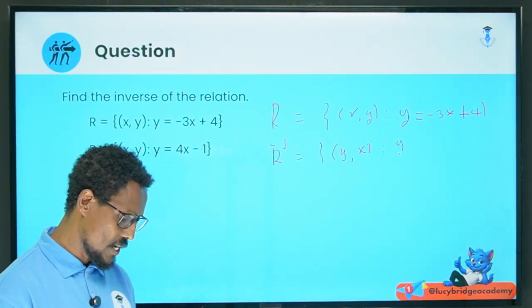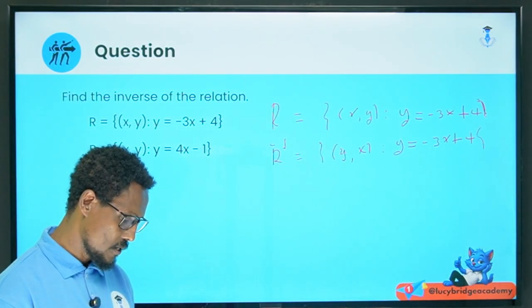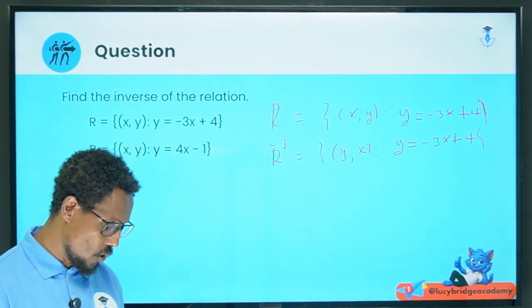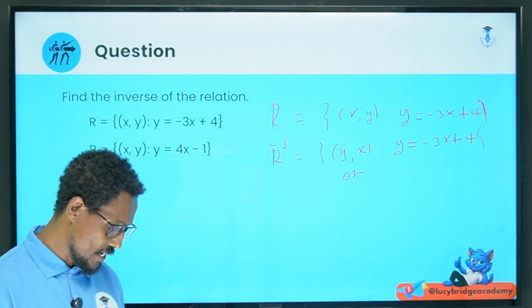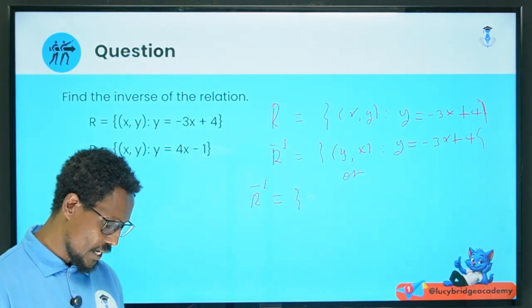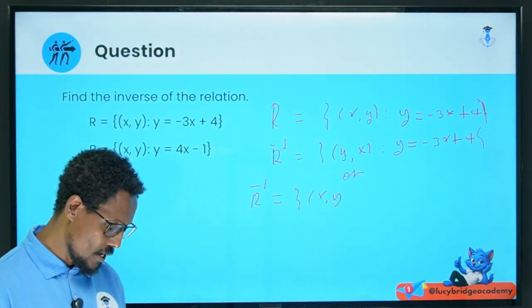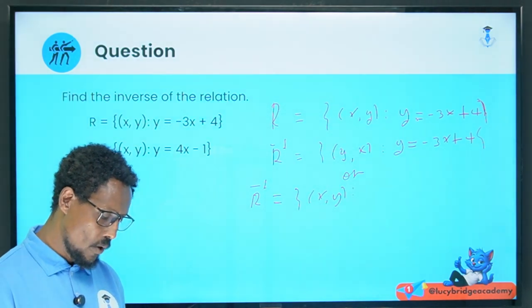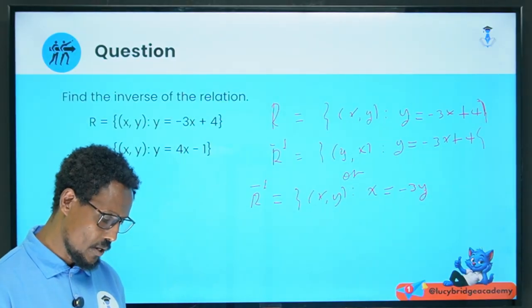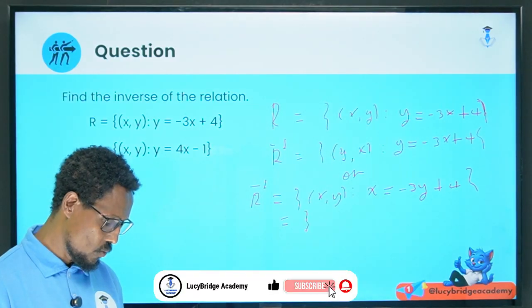R is the set of (x, y) such that y is equal to minus 3x plus 4. This is R, a given relation, and we can find R inverse. Usually we use this one: R inverse is found by interchanging x and y. In place of y we write x, and in place of x we write y. So x is equal to minus 3y plus 4.